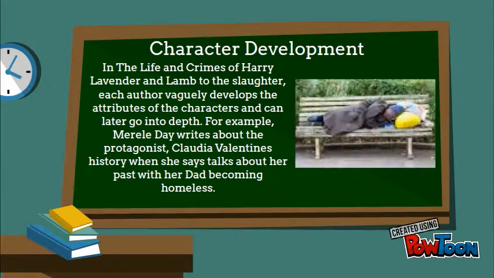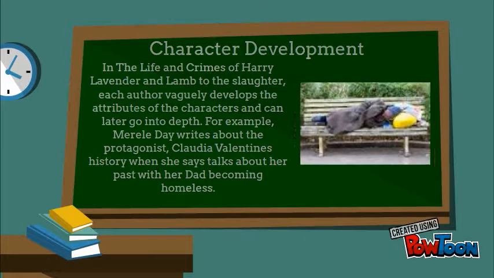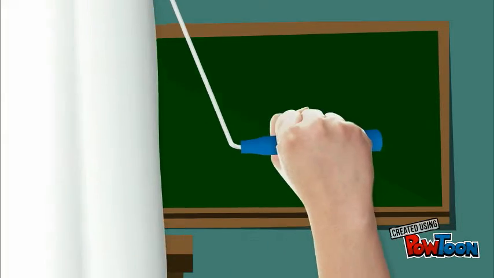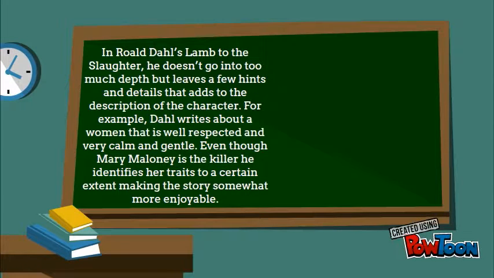In The Life and Crimes of Harry Lavender and The Lamb to the Slaughter, each author vaguely develops the attributes of the characters and can later go into depth. For example, Muriel Day writes about the protagonist, Claudia Valentine's history when she talks about her past, with her dad becoming home.